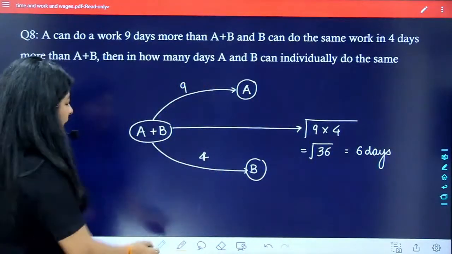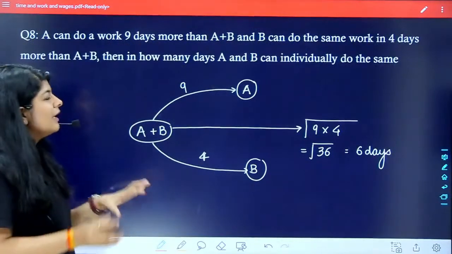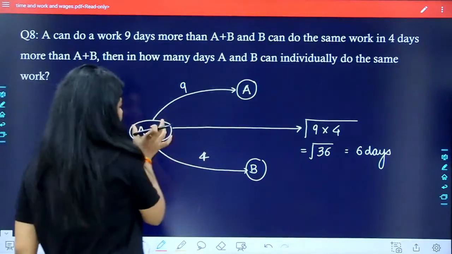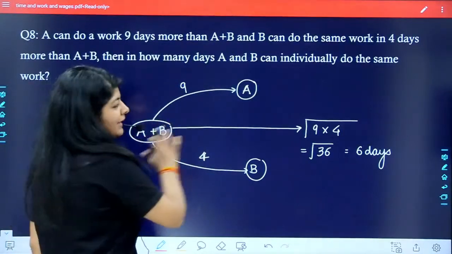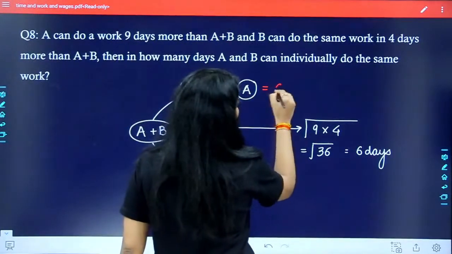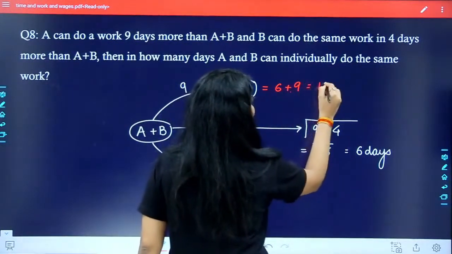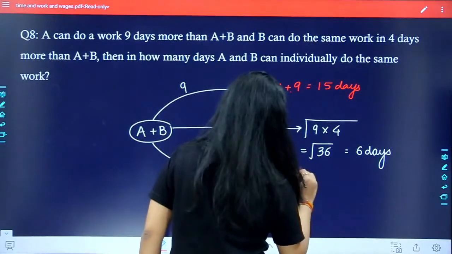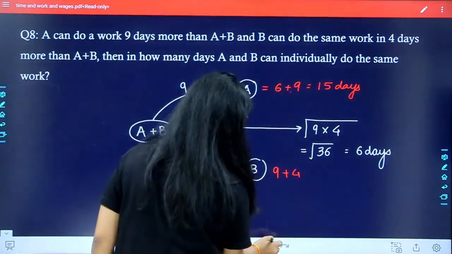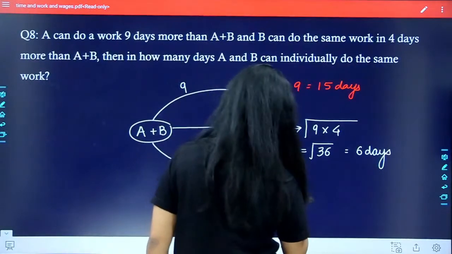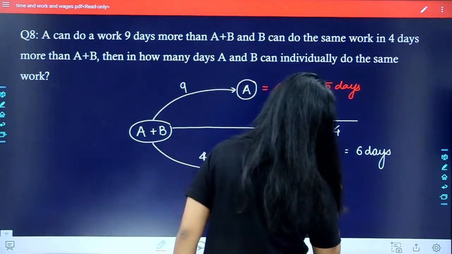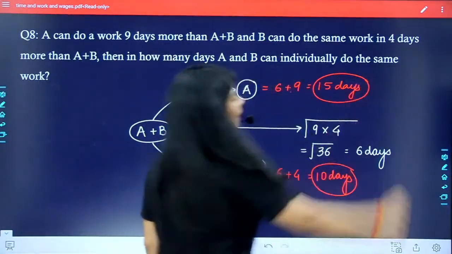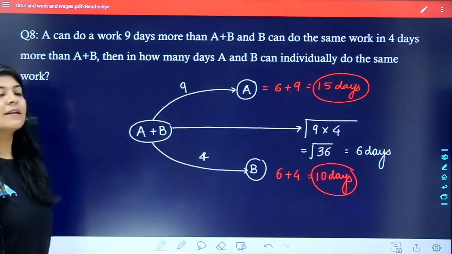Now I have to find out the individual time period or number of days required by A and B. So the answer over here for A and B together is 6. So we have to add 9 to that, and A will take 15 days, and here 6 plus 4, B will take 10 days to complete the same task. B will take 10 days and A will take 15 days to complete the same task.